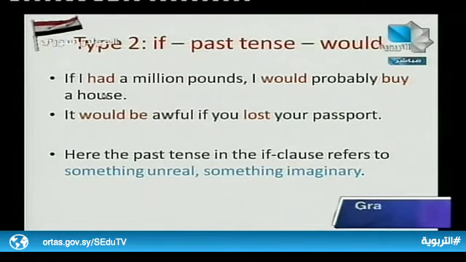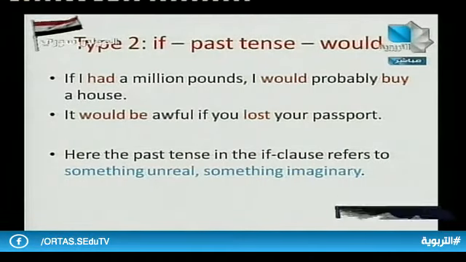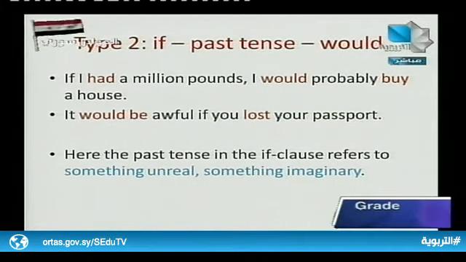So when I say, if I had £1 million, it means that I don't have this money. I would probably buy a house. It means that I don't have £1 million, and I can't buy a house. It is not possible now, but it is not impossible, of course. It could be possible in the future.